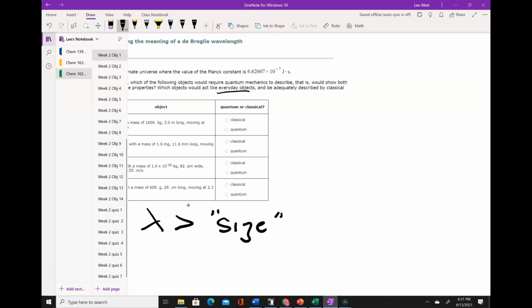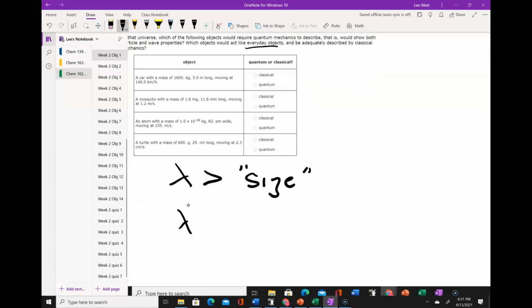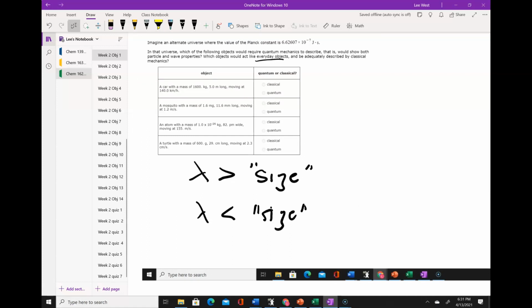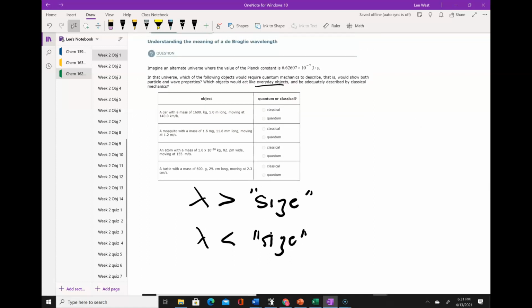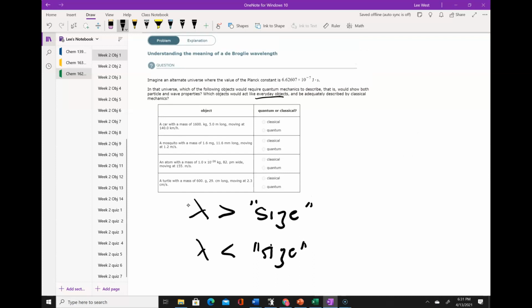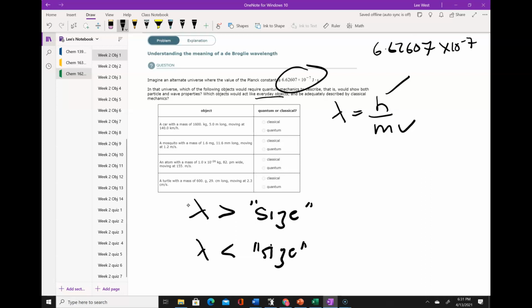And then which ones are going to act like everyday objects, which means that the wavelength is less than the size of the object. Now, I can't use radius or diameter, because there are things like cars and mosquitoes in there. So we know that in every case we're going to have to calculate the wavelength using the de Broglie formula. The thing we have to keep in mind is Planck's constant is going to be a little bit different, 6.62607 by 10 to the minus 7.